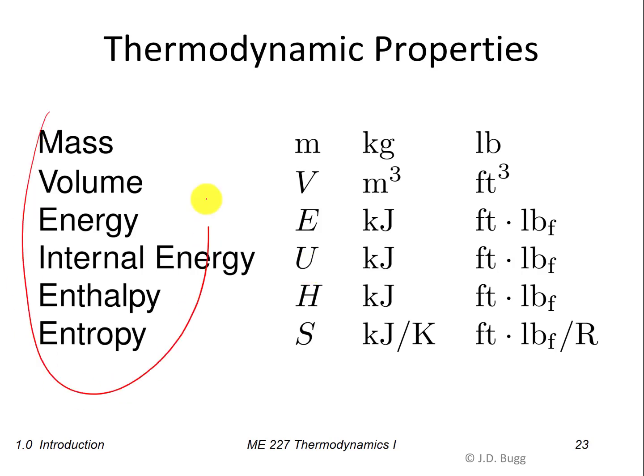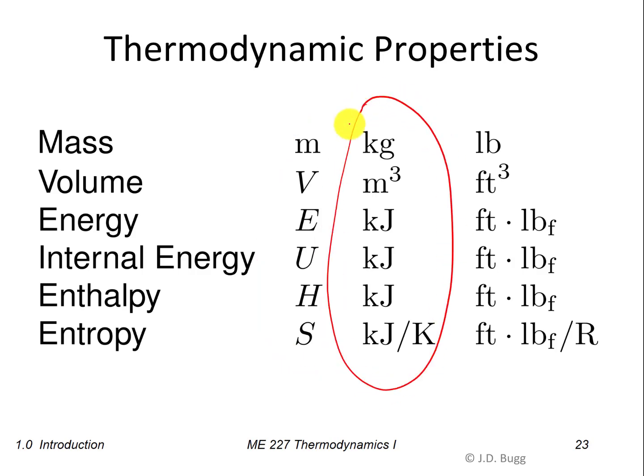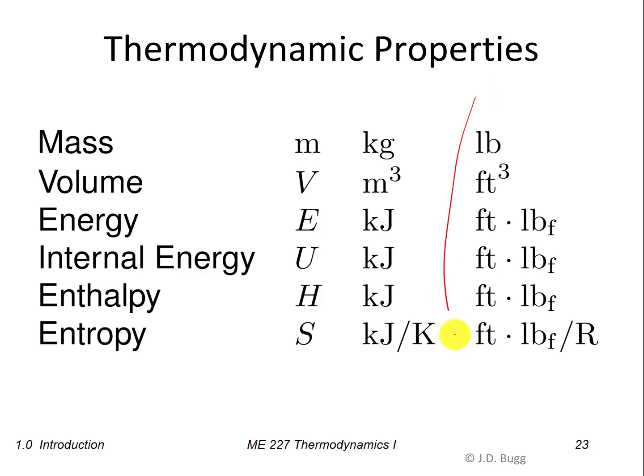We have the name of the property here. We have the symbol that we're going to be using for the property there. We have its units in SI here, and we have its units in the English Engineering System here. So we'll take a look at each of these. Now the thermodynamic state is just the list of these properties that define the current state of the thermodynamic system.